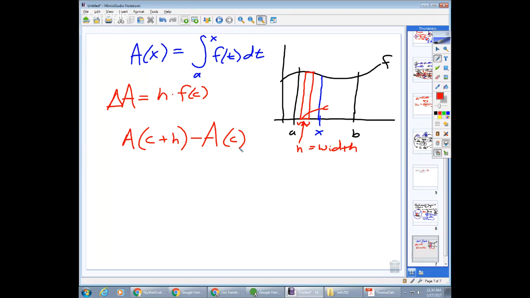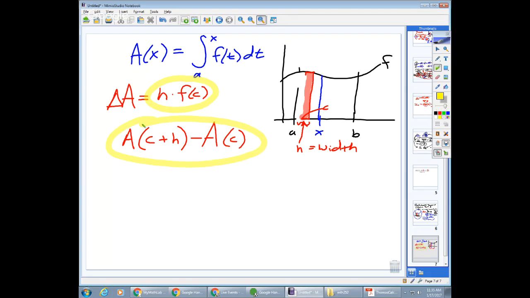So how does that work? Well, the area at c plus h would be all of this area right there, which is more than what I want. This next part says subtract the area at c. Now remember, c is the left-hand endpoint, so we're saying subtract this area right here. If I subtract that area, what's left behind? Well, isn't it just my rectangle? Okay, so I have two different ways to define that rectangle's area. I can say it's h times f of c, or I can say it's this difference right there.